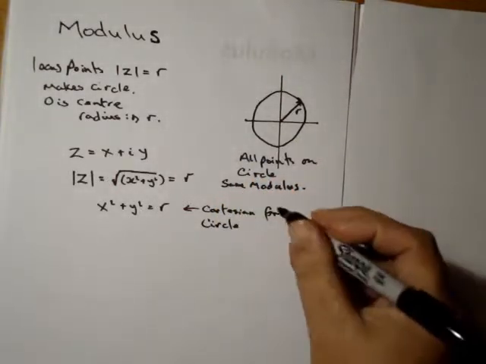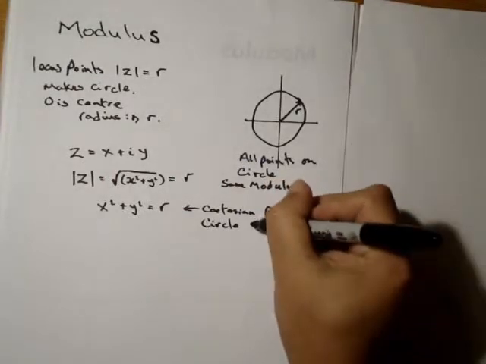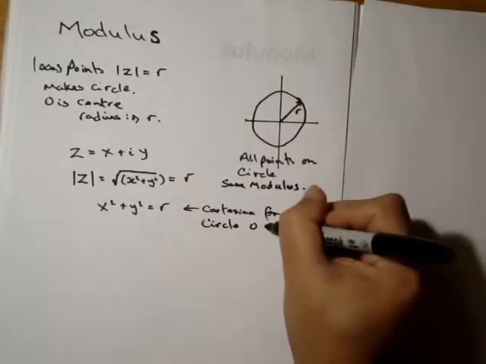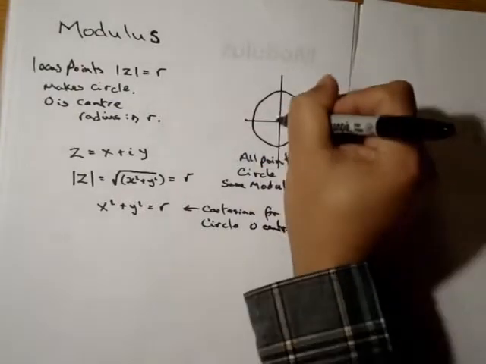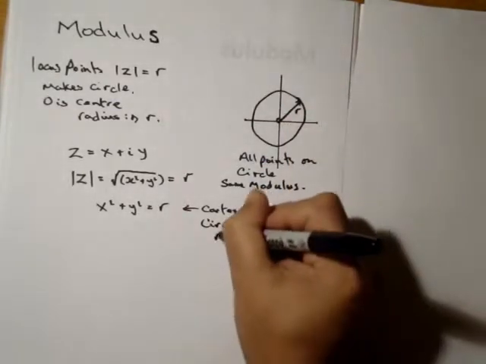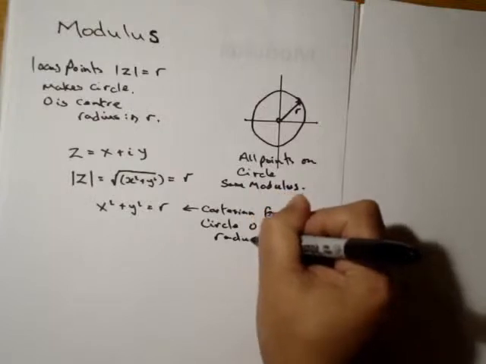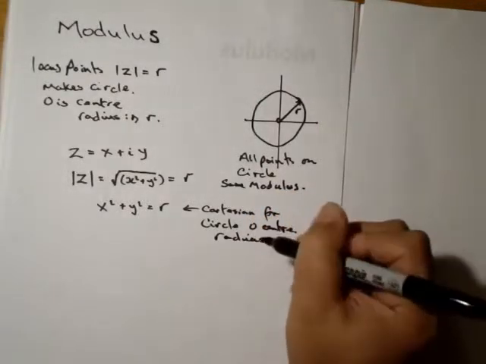With the origin at its center, so O being there, and radius r.